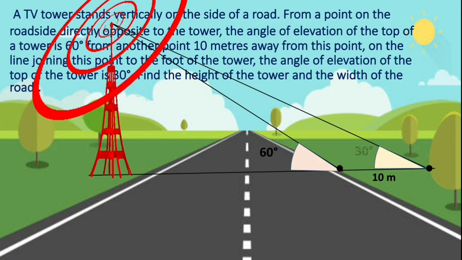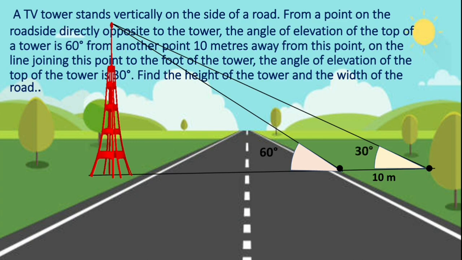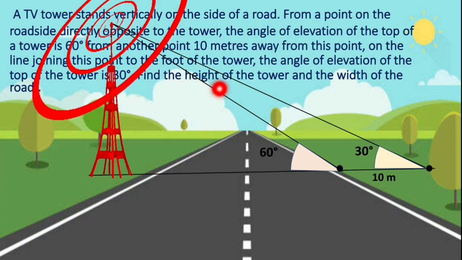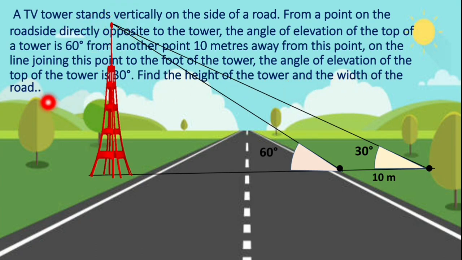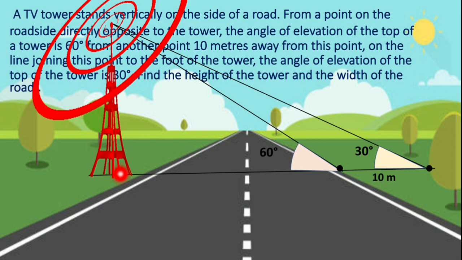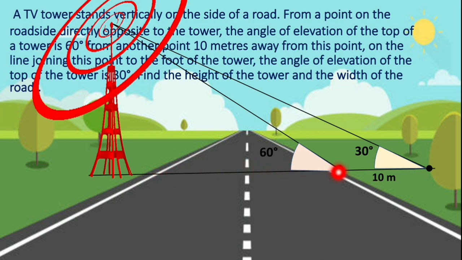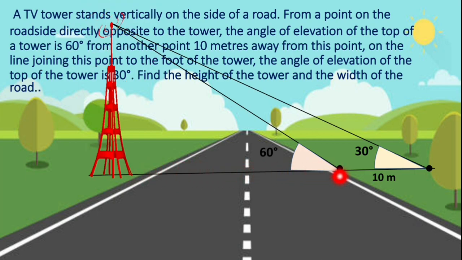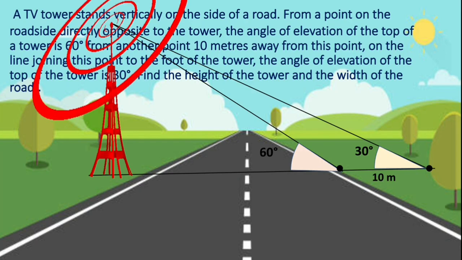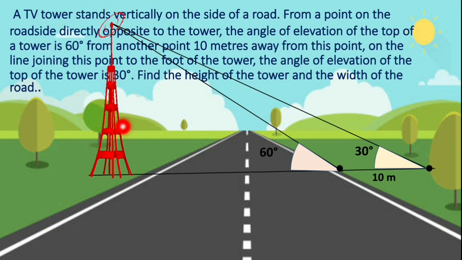So like this we can assume the problem, and based on this concept, here we have to find the height of the tower and the width of the road. That means we have to find this height of the tower and also the width of the road. Width of the road means from this point to this point. The distance from this foot to this point we have to calculate. That becomes the width of the road. So this is the concept. Just see here, there is this tower on one side of the road.